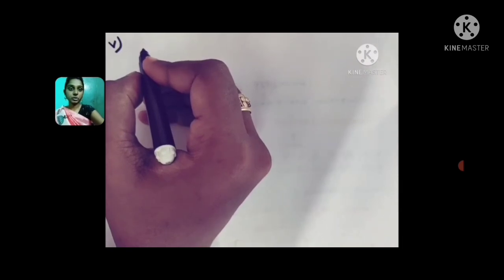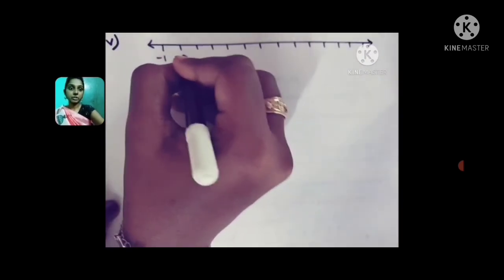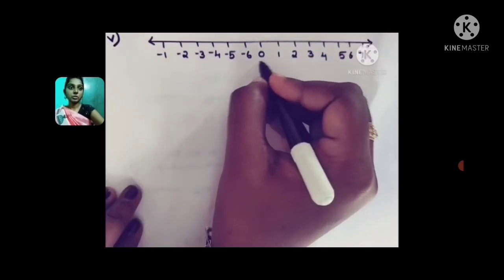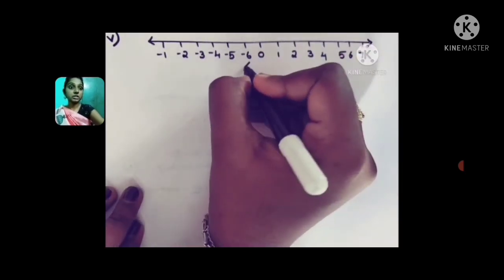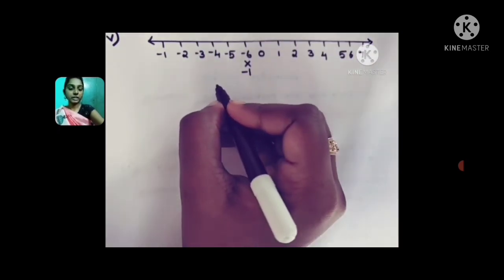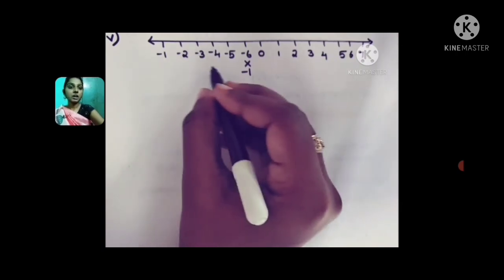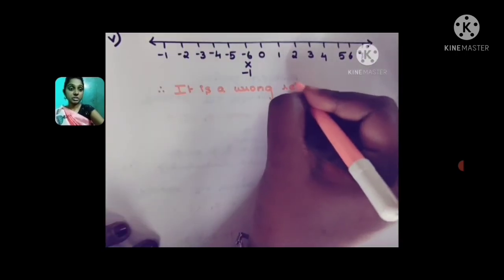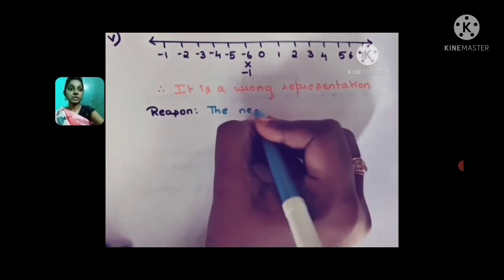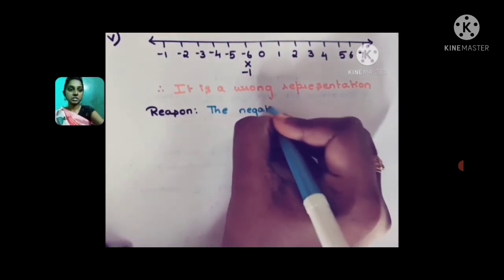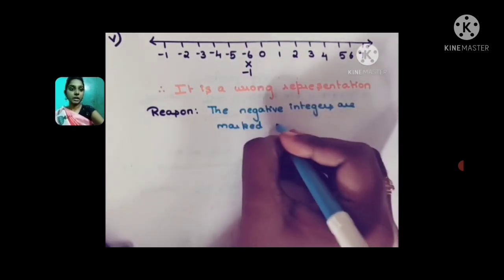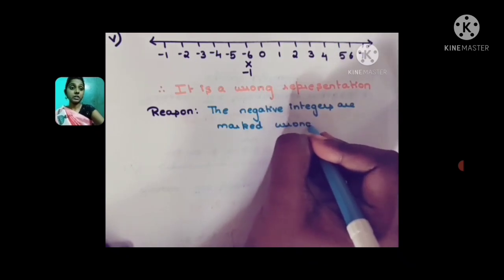Now, let us move on to the fifth subdivision. This is the number line given to us. Now, if we see, 0 is at the center and to the left of 0 it is minus 6. But in a number line, the negative numbers should start just next to the 0 on the left hand side. So, it is a wrong representation because the negative numbers are not arranged properly on the number line. Hence, it is a wrong representation of the number line.